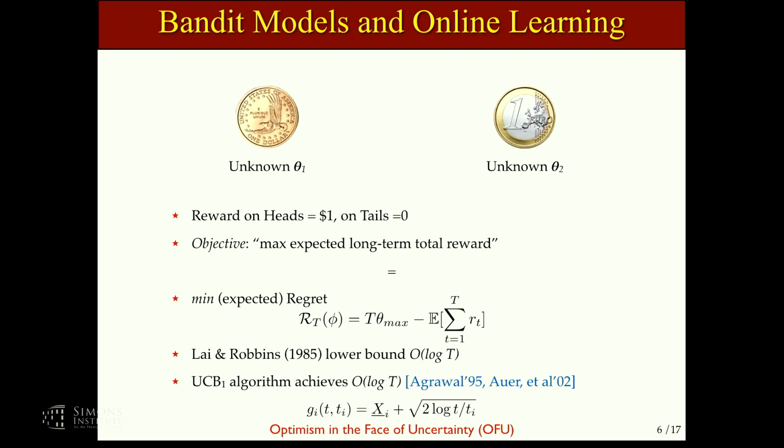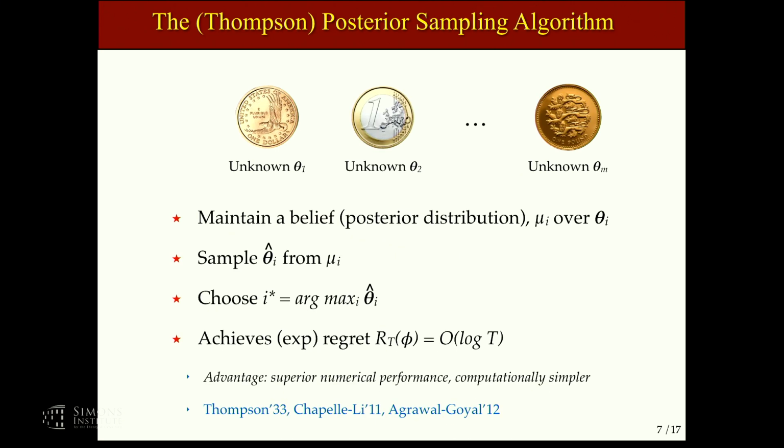But it turns out this is not the only way that we can solve a problem like this. Here is another way. What you do is maintain a posterior distribution over the unknown parameters, then sample from the posterior distribution, and then pick the coin that gives the highest sample. A very simple, intuitive, natural algorithm. And indeed, back in the 1930s when Thompson was thinking of a similar problem, this is what he proposed to do, of course, with no proof.